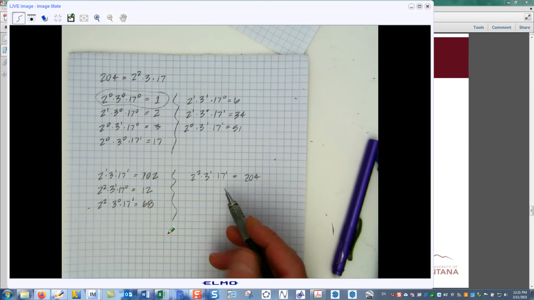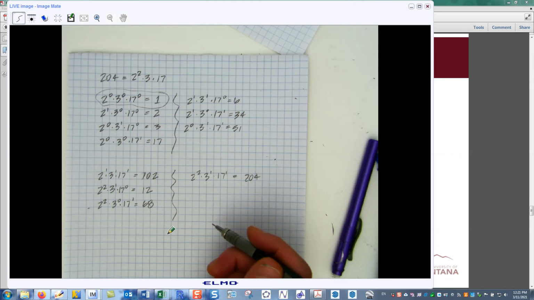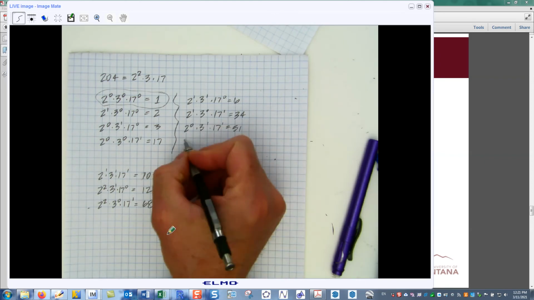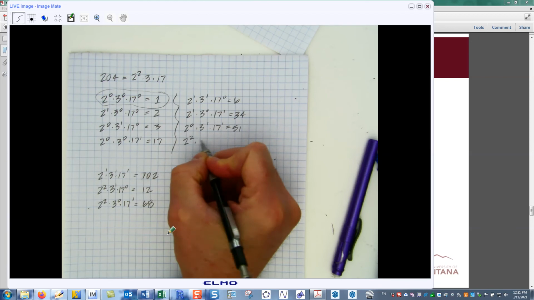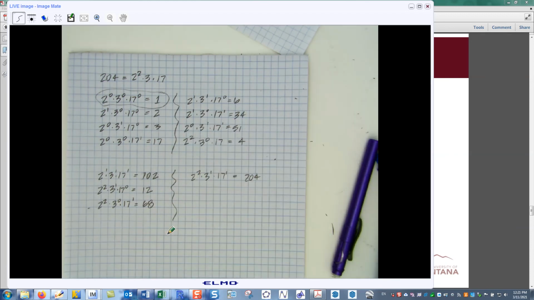1, 2, 3, 17. Oh, I see what I missed. In this case, when you're picking two of them, I could have just picked 2 to the second, times 3 to the 0, times 17. So 4 was the one I was missing. Okay, all right, now I'm confident I got them all. Matches my notes at least.